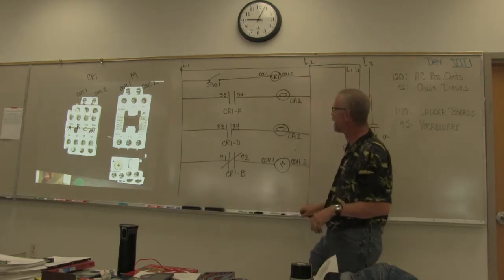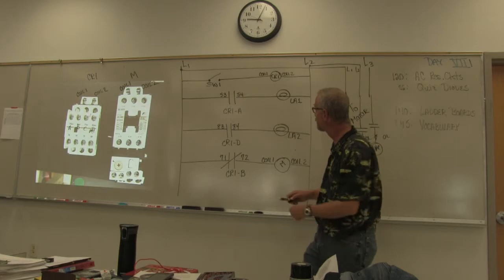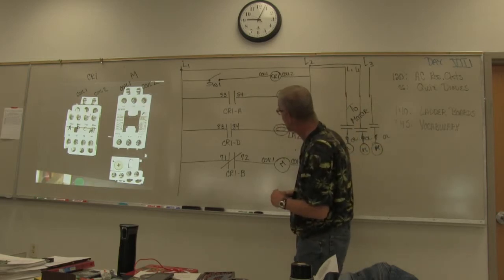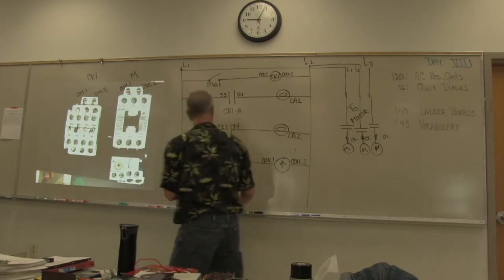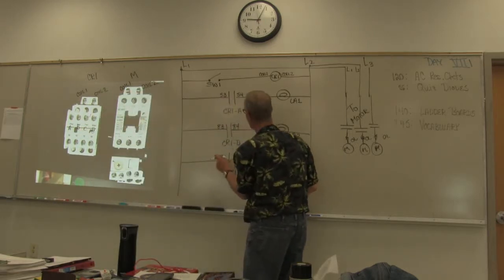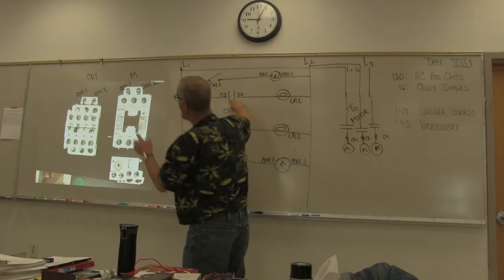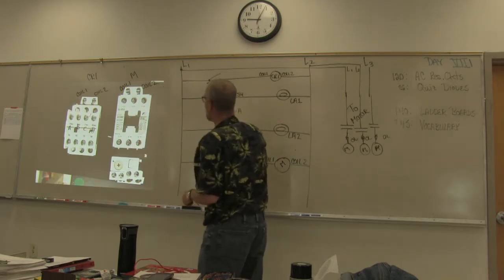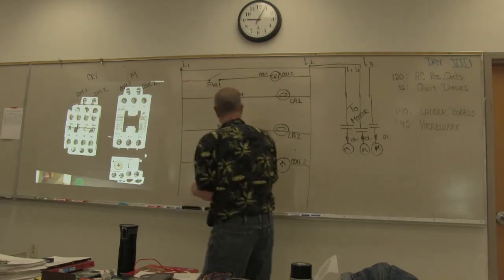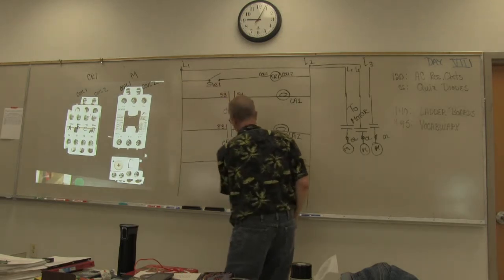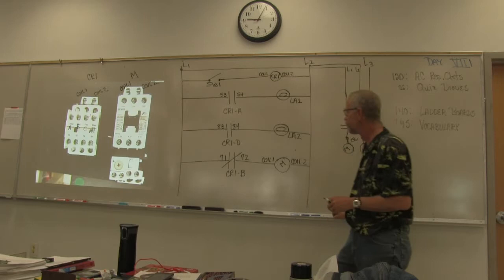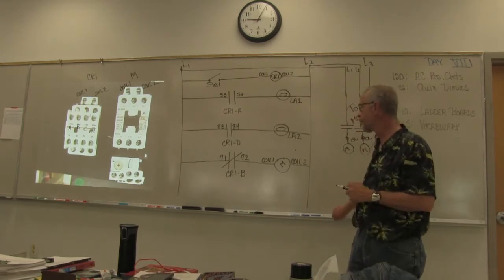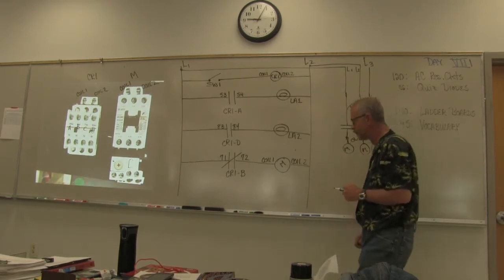Okay, the important thing to concentrate on for today, and I think I must have messed something up here, is this normally open, normally closed, normally closed, normally open. Do I have these wrong? CR1A, normally open, CR1D, normally open, and CR1B, yeah, that's right, normally closed. Okay, so we're good. Open, close, close.